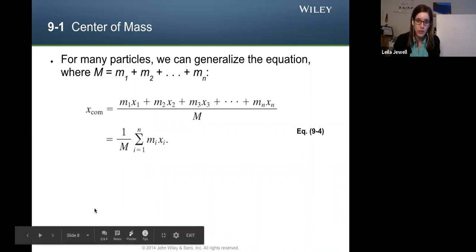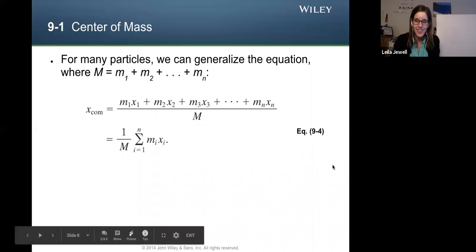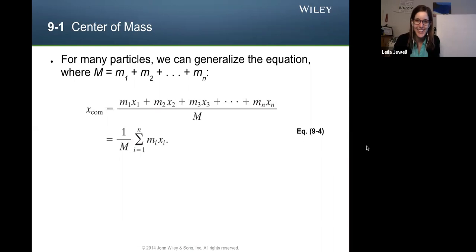This is a really great equation. Anytime you have particles and you want to find the center of mass, you want to be thinking of this equation. Or even if you just have one particle, you want to think of this equation. I guess you'd always have at least two. But there we have it.